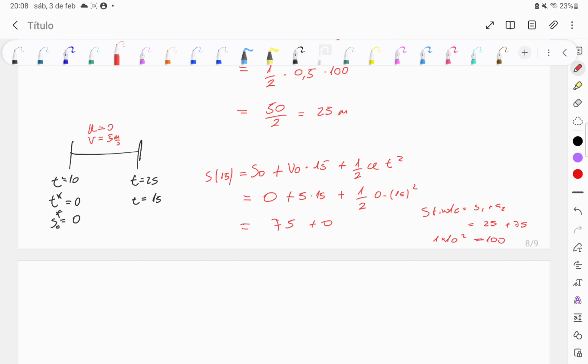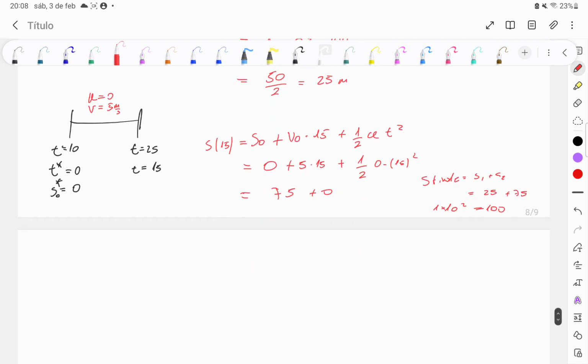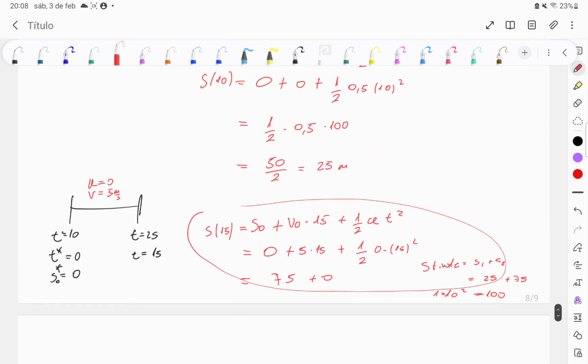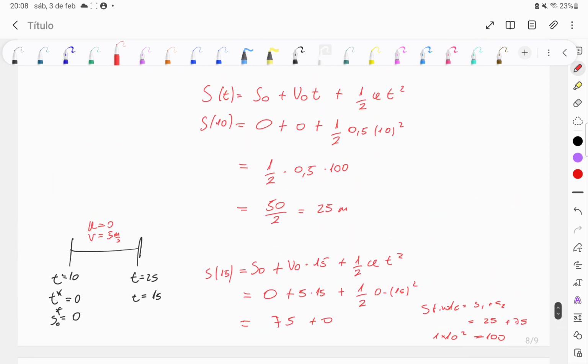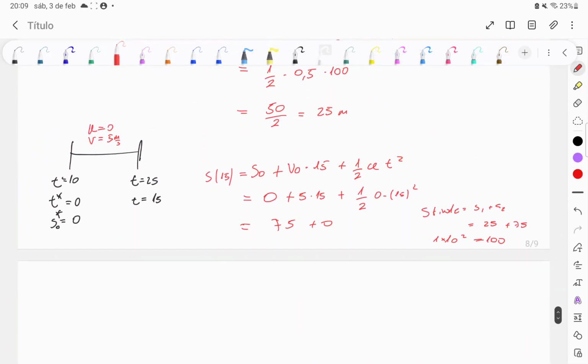Again, the book says, to determine the total distance traveled, observe that in the first stretch the motion is uniformly accelerated and in the second stretch it is uniform rectilinear. That's why we have to define new zeros, like T0, V0, S0, and we have to use this formula twice, because as the book says, the first one is uniformly accelerated motion, and the second is uniform rectilinear motion. So it's not the same movement, we have to use a different formula.